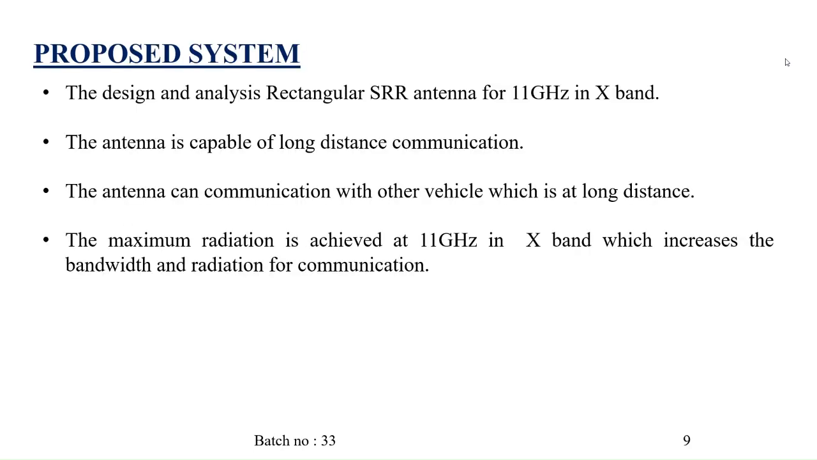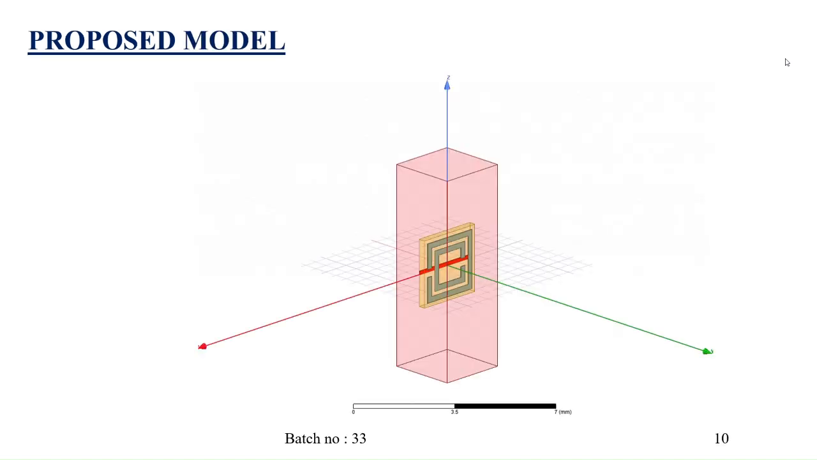This is our proposed system. The design and analysis of rectangular SRR antenna for 11 GHz in X-band. The antenna is capable of long distance communication. The antenna can communicate with other vehicles which are at long distance. The maximum is achieved at 11 GHz in X-band, which increases the bandwidth and radiation for communication.